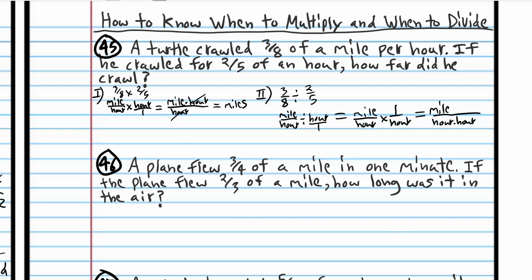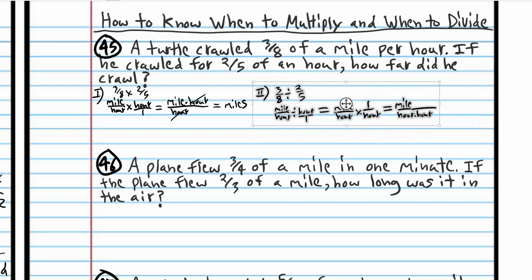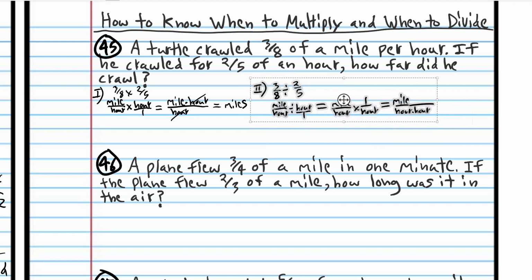Again, you're looking for just miles. The hours should cancel out. You're just looking for miles, because that's what the problem is asking for. How far did the turtle crawl? All right, so we know that that's not the correct answer. I'm just showing you this to show you what it looks like if you get something that's not the correct way to do it. So I'm going to try one more here, attempt number 3.